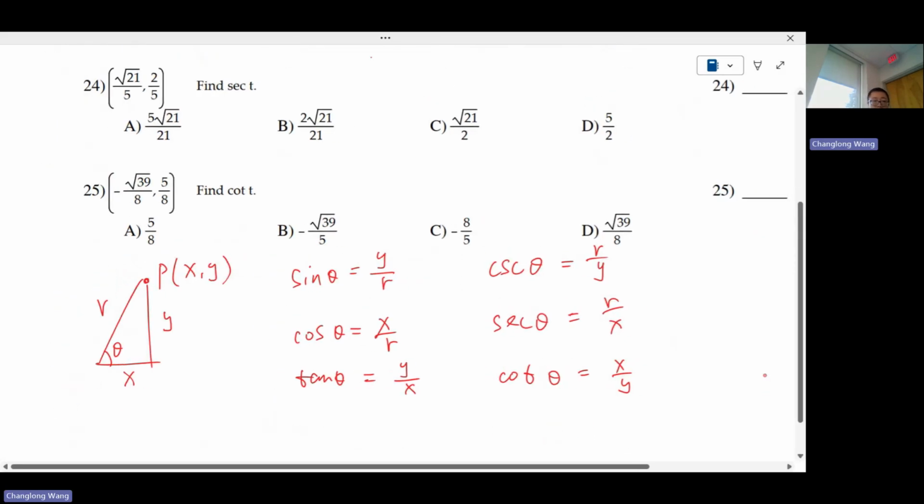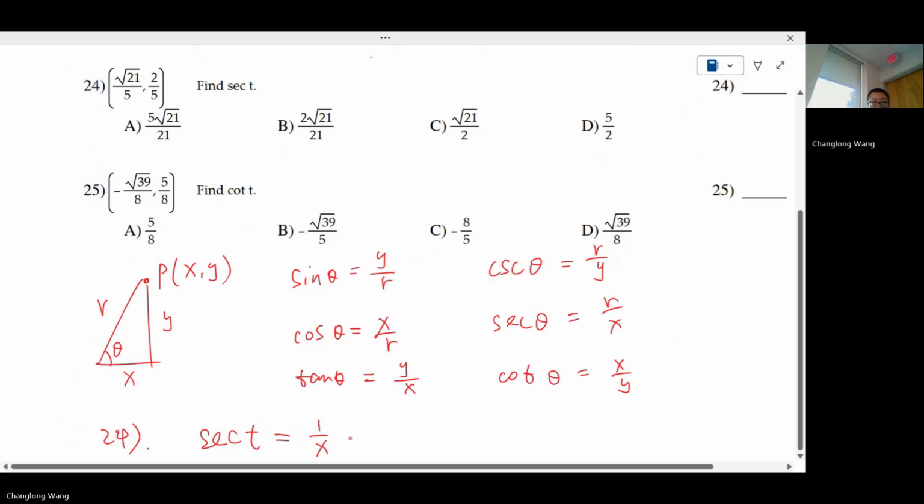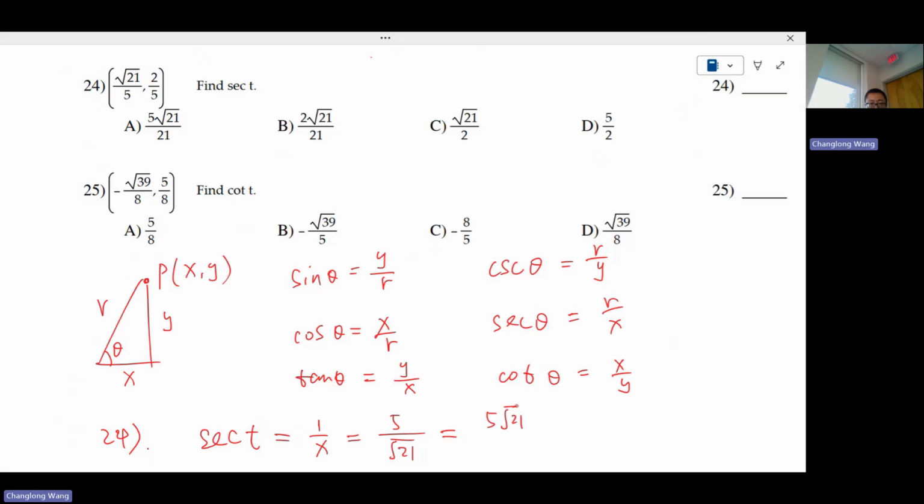All right, but now in 24, we need a unit circle, which means that r is going to be 1. Secant is supposed to be r over x, but since r is 1, it's nothing but 1 over x. And what is x? They told you that the point is located at radical 21 over 5 for the x. So you take the reciprocal, so it'll be 5 over radical 21. Rationalize the denominator, and you get 5 radical 21 over 21. There you go.